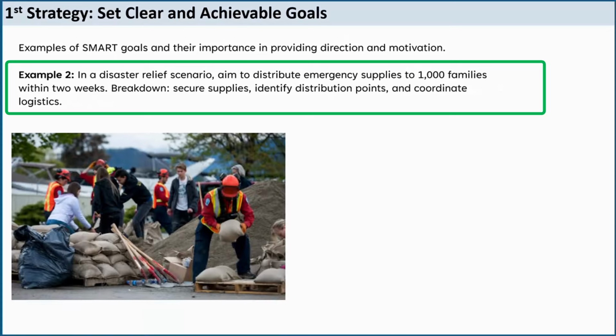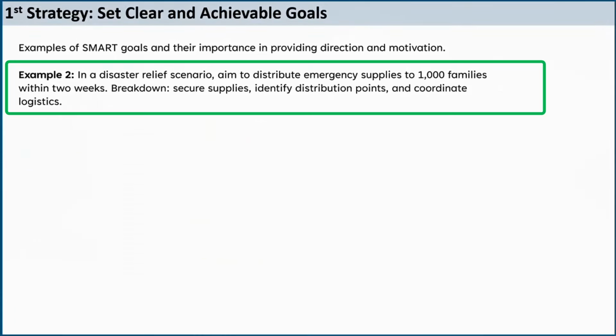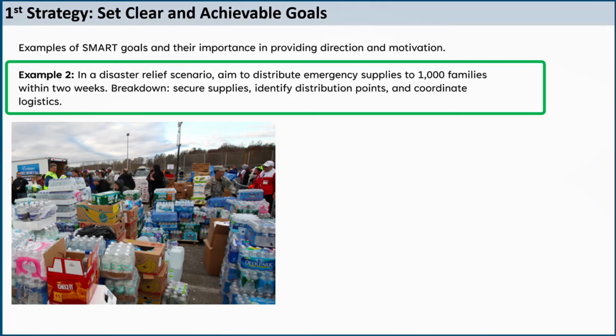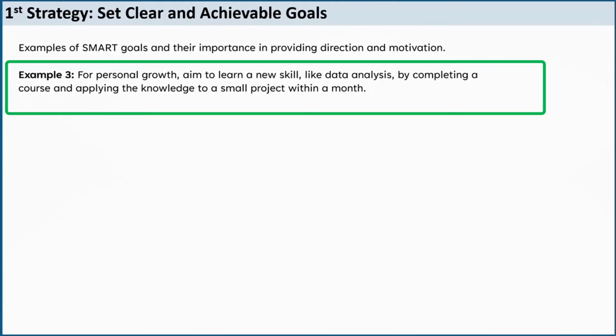If you are working in disaster relief programs, aim to distribute emergency supplies to 1,000 families within 2 weeks. This is an example of a SMART goal. It's clear, the timeline is there, the target is there, and for that what you need to do is secure supplies, identify distribution points, and coordinate logistics. Example 3.